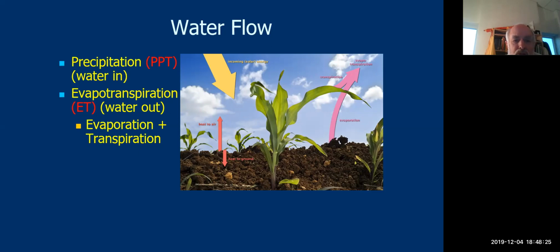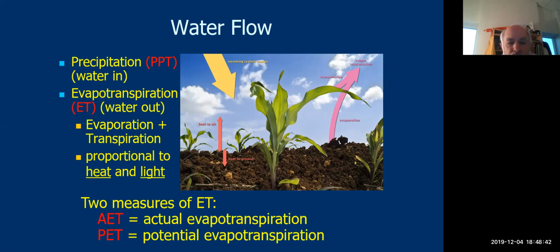So precipitation and evapotranspiration depend on heat and light. The warmer it is, the more of both evapotranspiration. And then we talk about two things here sometimes. This is relevant to soils: actual evapotranspiration and potential evapotranspiration. So actual is what really is going back into the air. Whatever evaporation there is, whatever transpiration there is, that's the actual. Potential evapotranspiration is something we use to indicate how much more water could have evaporated or transpired if there was an unlimited supply of water to that place.